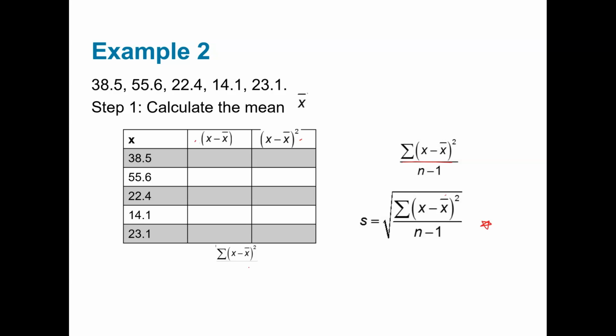So what is the mean of all this? To calculate the mean, I add it all up and divide by the total number of numbers. So I get 30.74. So then I'm going to go through and subtract each one. So I get 7.76, 24.86, negative 8.34, negative 16.64, negative 7.64.